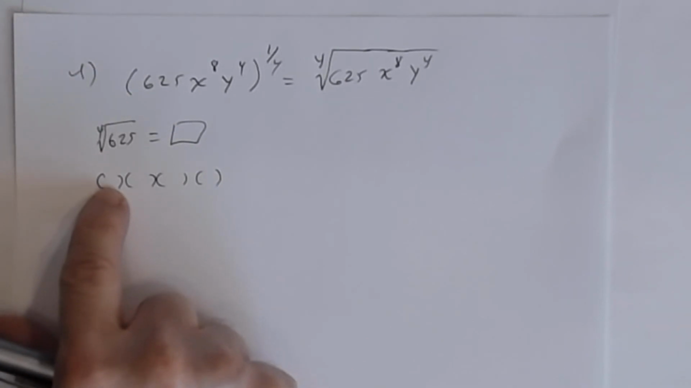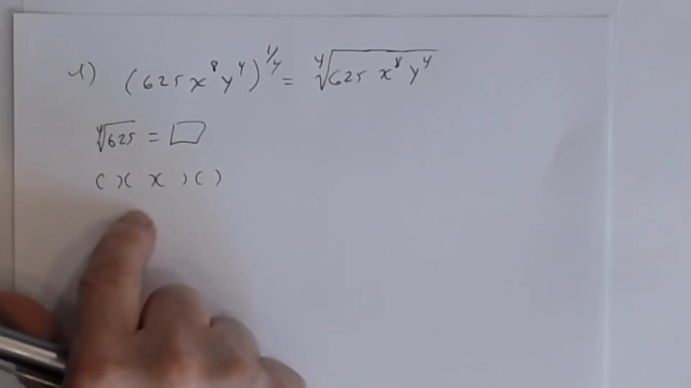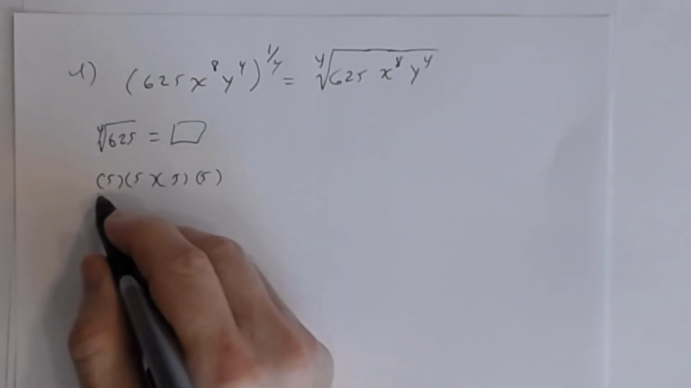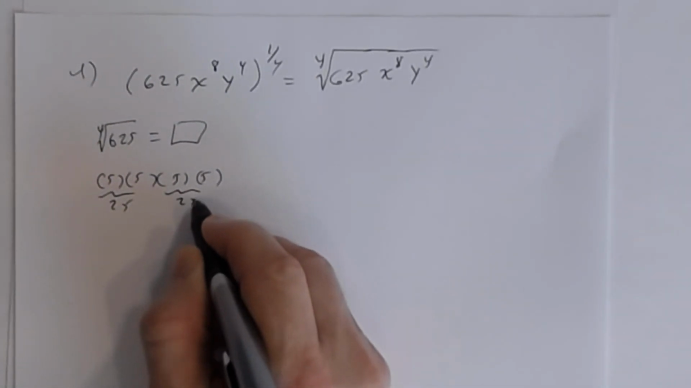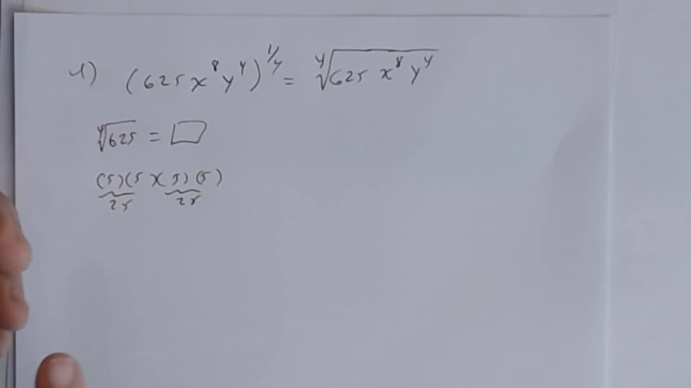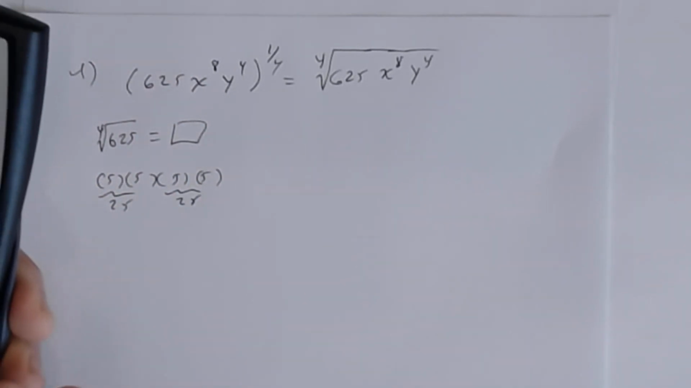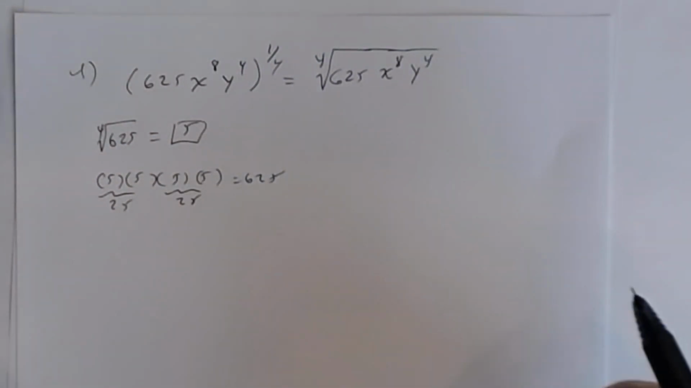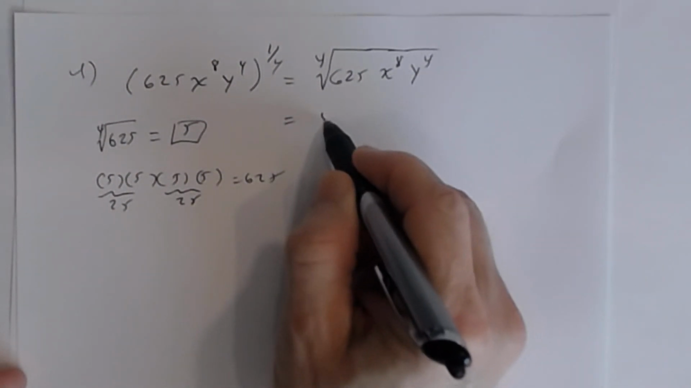So let's try 5. Since that ends in a 5, 25 in the end, let's try 5 and see if that works. 5 times 5 times 5 times 5. 5 times 5 is 25. 5 times 5 is 25. 25 times 25, I'm using a calculator, is 625. So that's a 5 here. So far we get 5.